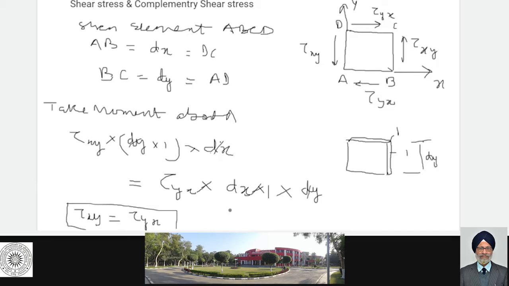So that means wherever shear stress will be acting, there will be a complementary shear stress. Did you get the point? समझ में आया complementary shear stress और stress?